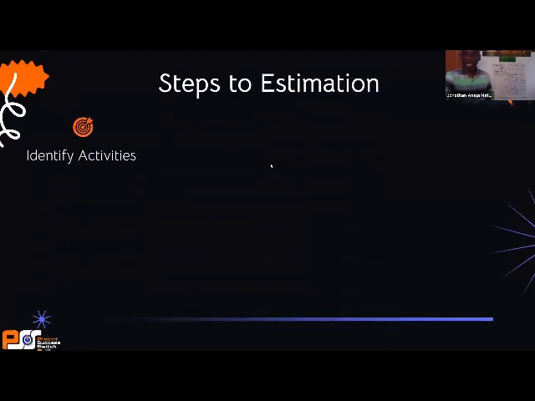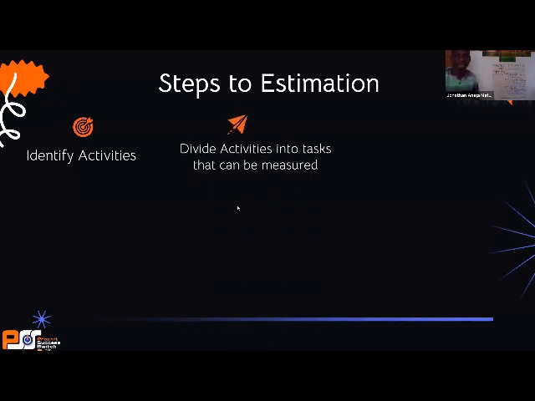Now, steps to estimating. Identify your activities. I won't take much time because during the course of this discussion, I would have mentioned some of these things. What is identification of activities? Identification of activity is what I've done before. How do I identify activity? For a 3-bedroom, I identify foundation, I identify superstructure. That's what we call identification of activity. Then you divide activity into tasks that can be measured. I've done that already. I take foundation, break it into tasks. I take this task, break it into the sub-tasks that take me to the work package.